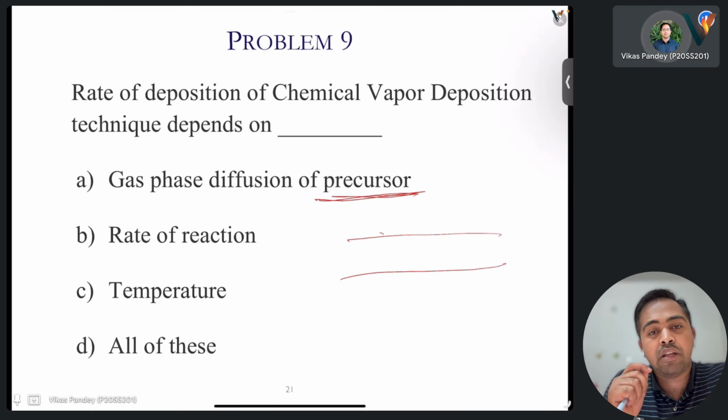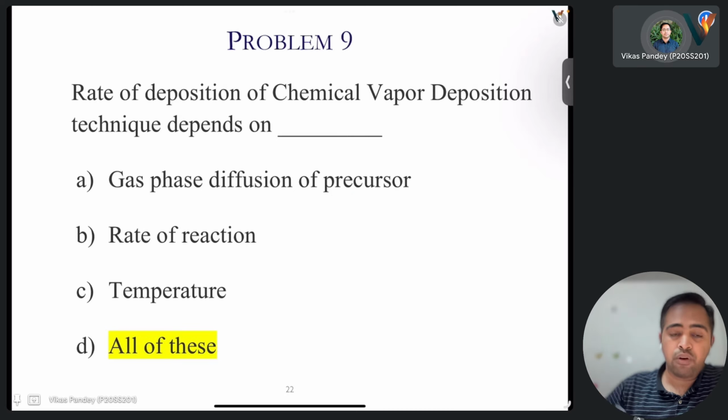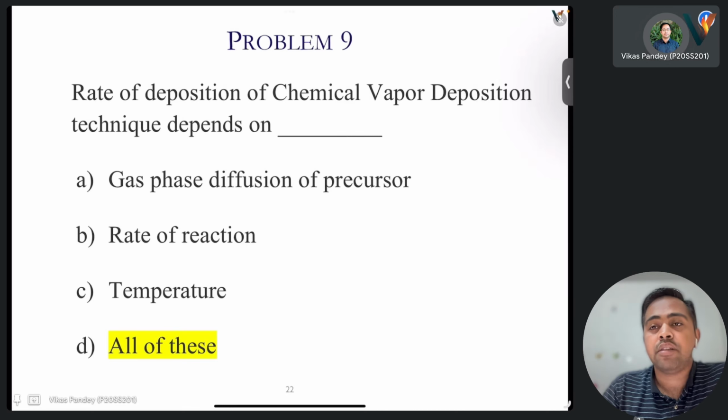And temperature plays an important role, since it is used to activate the precursors, as well as we have seen that most of the chemical reactions have some optimal temperature at which the reaction is the fastest. Okay, so all of these are the factors that determine the rate of deposition of the chemical vapor deposition technique. Fine.